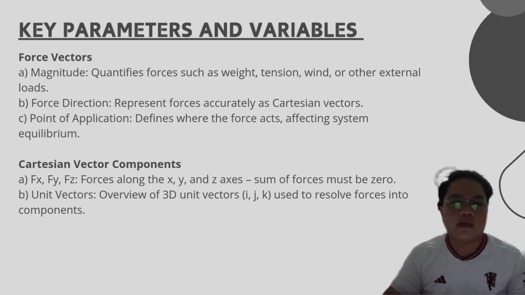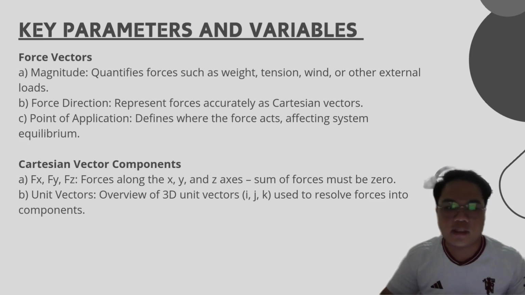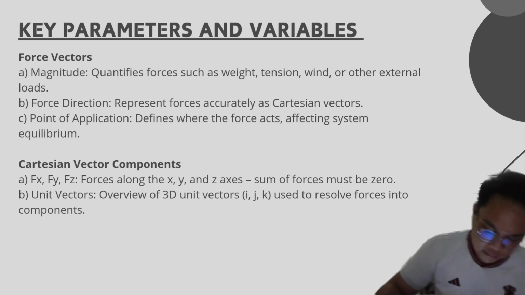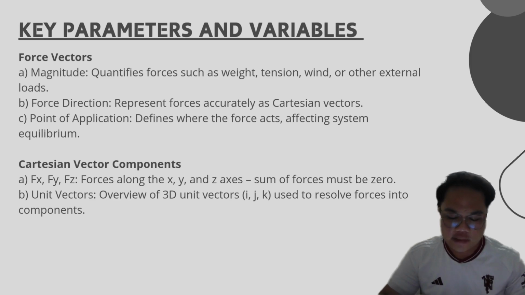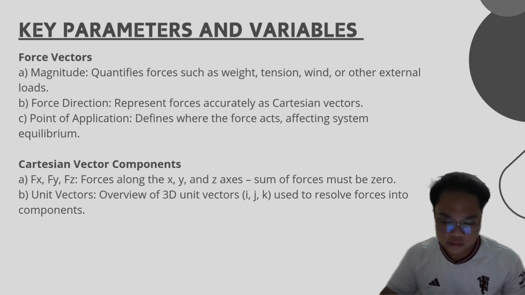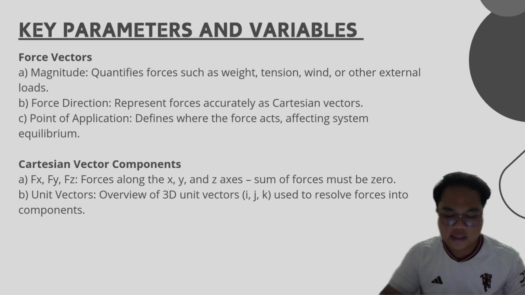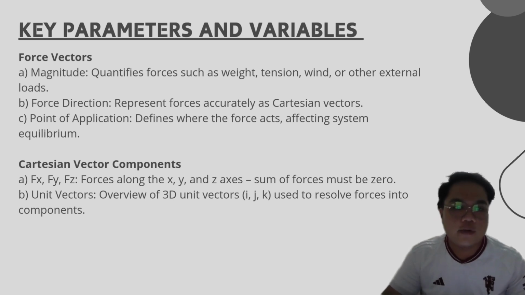Next, I will explain the key parameters and variables. Let's begin with the force vector. It encompasses three main aspects: magnitude, direction, and the point of application. Magnitude quantifies force such as a weight or tension. Direction is represented as a Cartesian vector, ensuring precise analysis. Finally, the point of application influences the overall equilibrium.